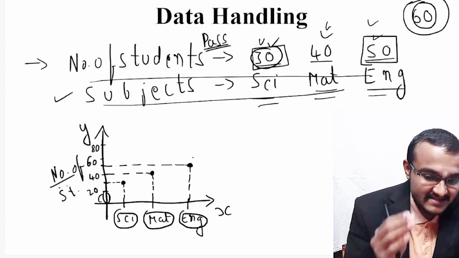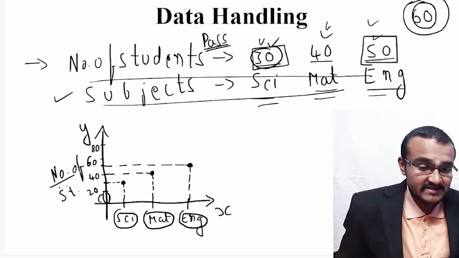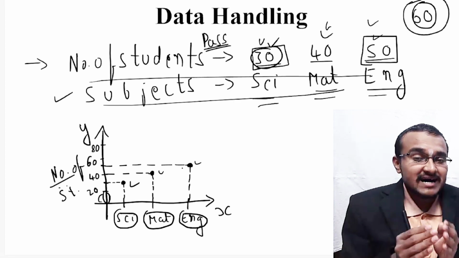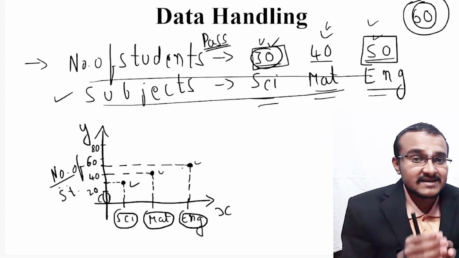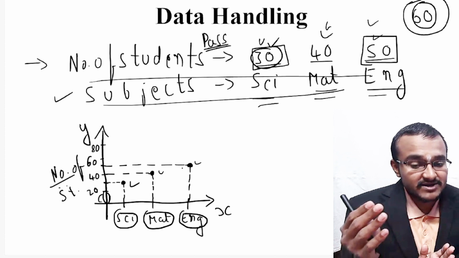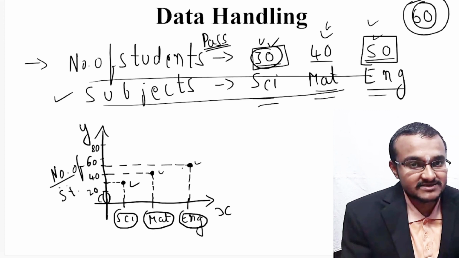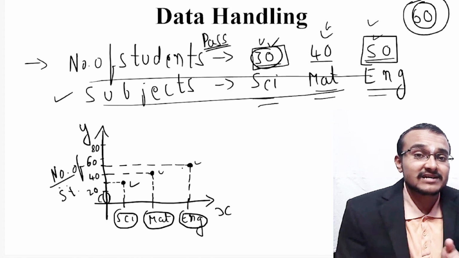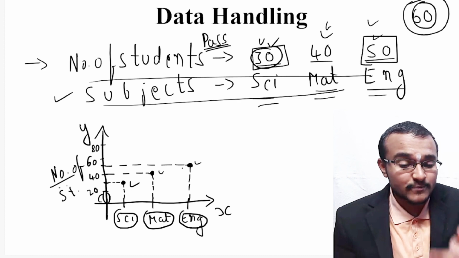Here you can clearly see that the number of passes in science subject is less. That's why this point is below these two points. But the number of students who passed in mathematics is in between science and English. Similarly, in English, the maximum number of students have passed. So if you just look at a graph, you can extract multiple information from that graph. Now you can easily say how many students passed in science, maths, and English.